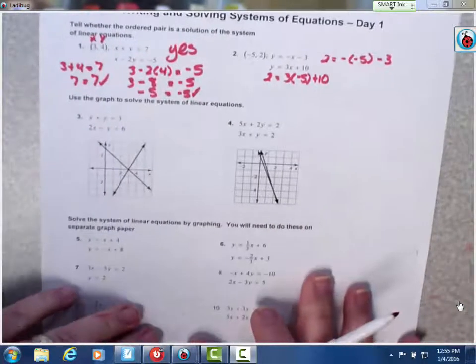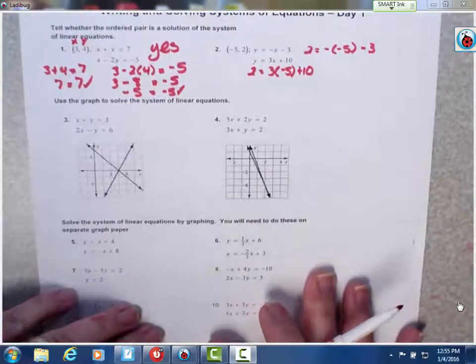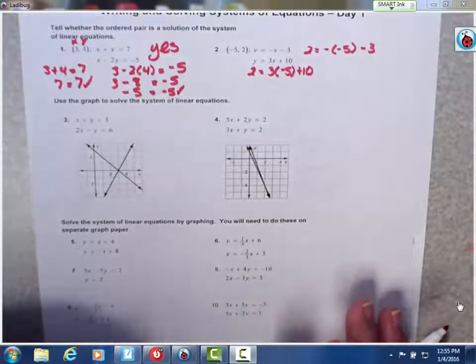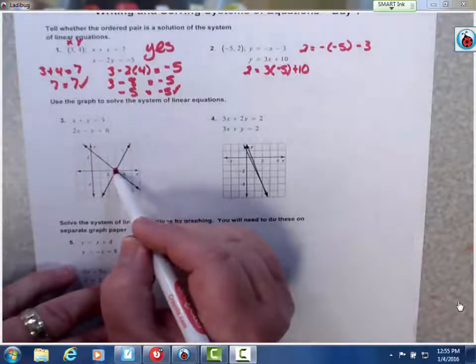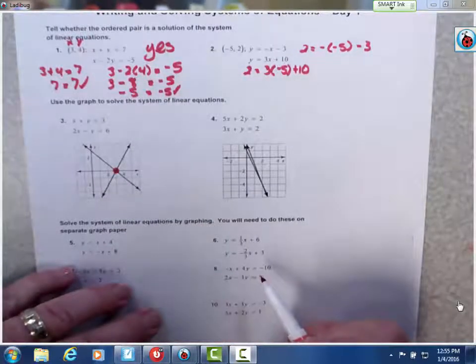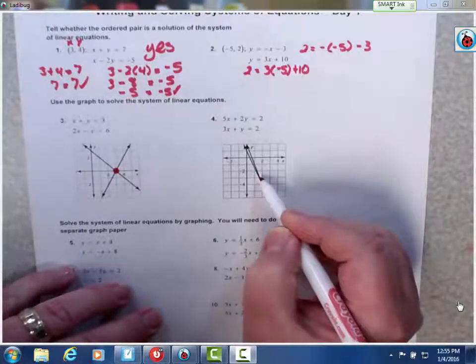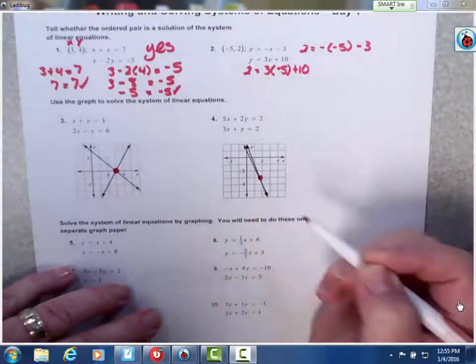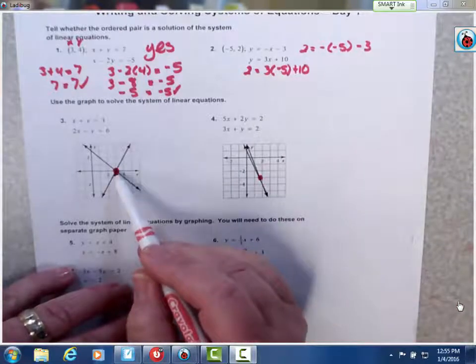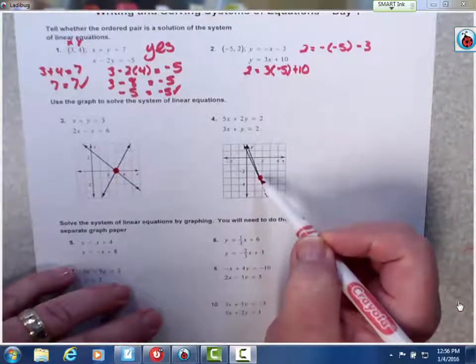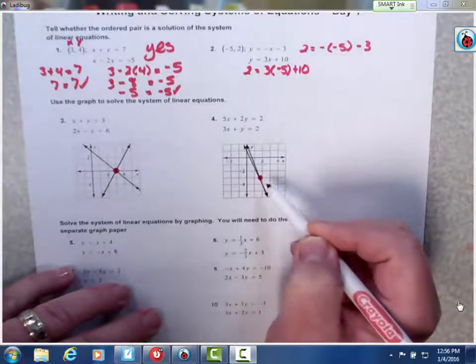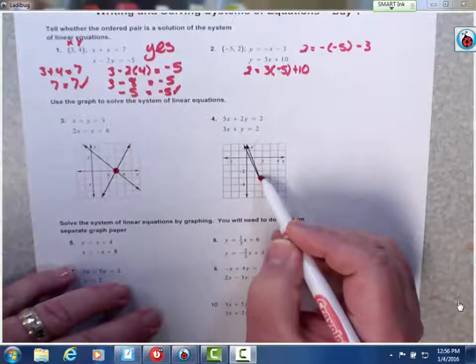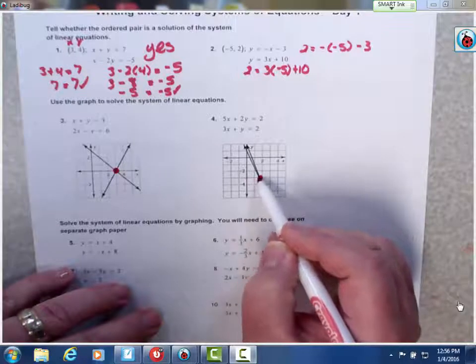It says use the graph to solve the system of linear equations. So when we're looking at a solution to a system by graphing, we're looking at what point they intersect at. So here and here appear to be my two intersections. Now this one seems a pretty straightforward point, but this one I think I'm going to have to do a little bit of guessing because that intersection is not directly on the line. It appears to me that it's about 1 3/4 and negative 3.